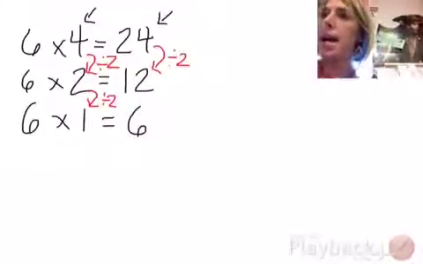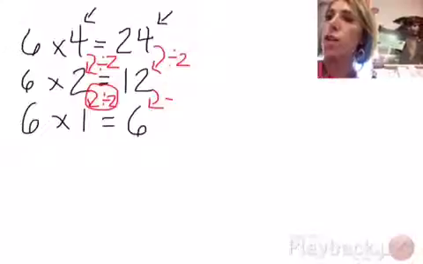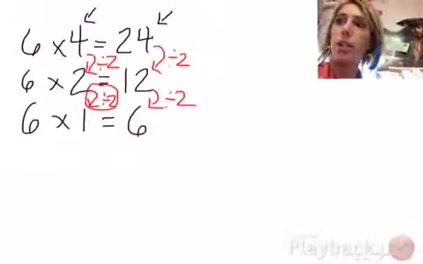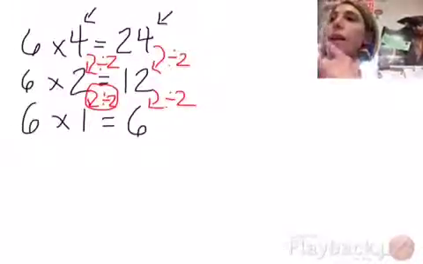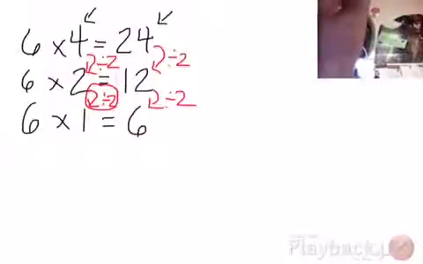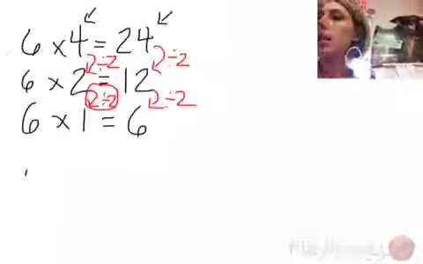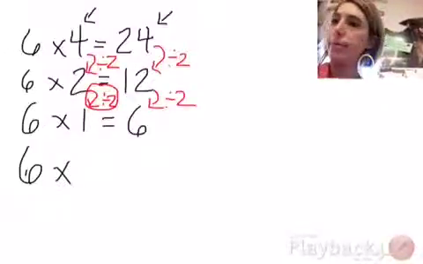Oh, did our pattern end up working? Here we have division by 2. Do we divide by 2 and it works? 12 divided by 2 is 6. Oh my gosh, this is so cool. Okay. All right. Let's add on to this. Okay, let's do another one. 6 times. Let's keep going with this pattern.